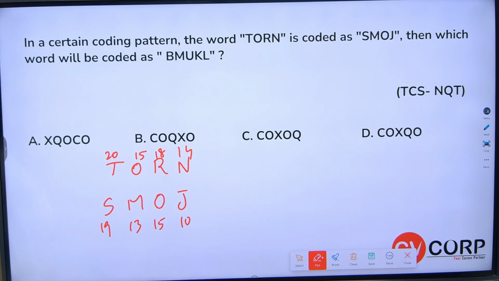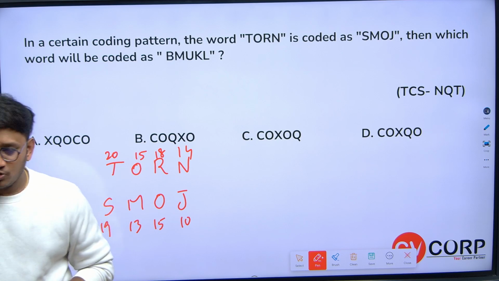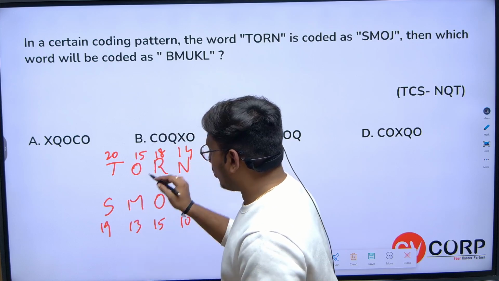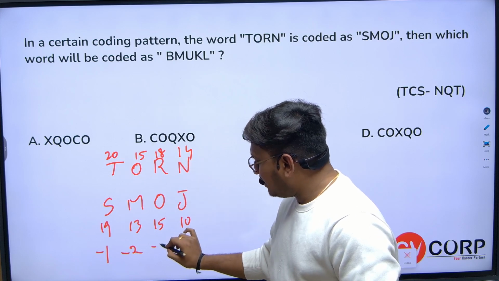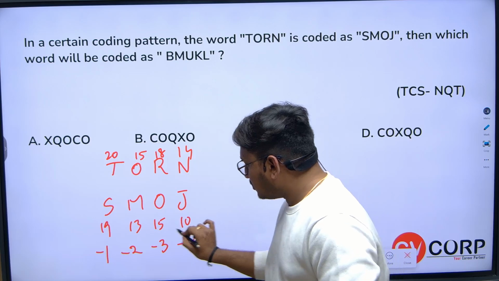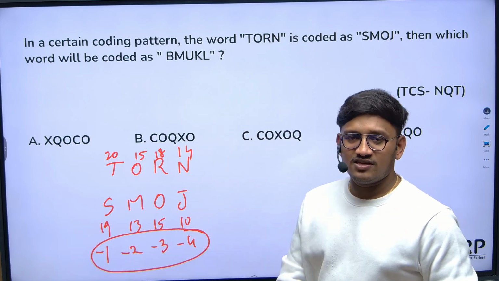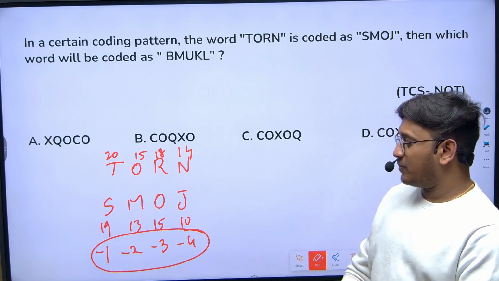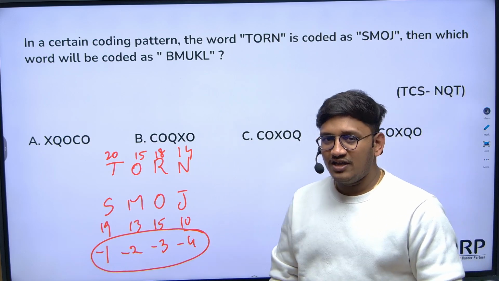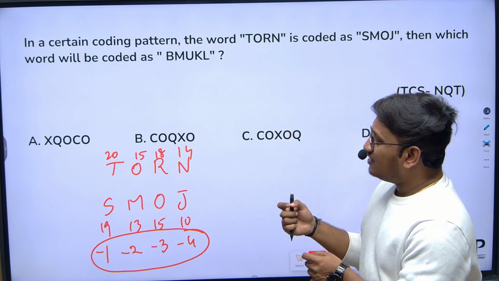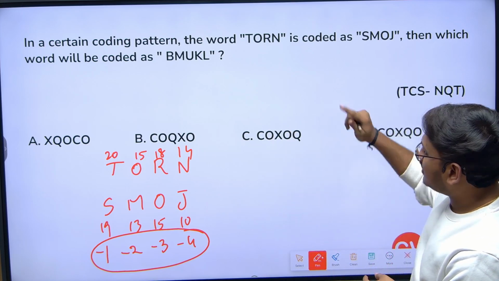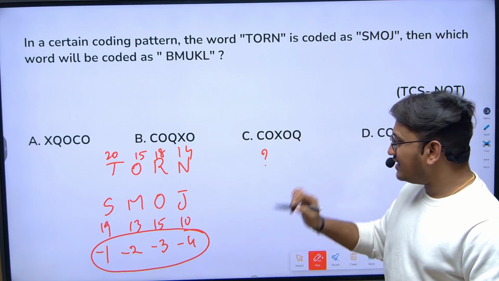Yeah, exactly. Ahlad posted the logic also. -1, -2, -3. Yeah, exactly. So here the logic is 20 minus 1, 15 minus 2, 18 minus 3, 14 minus 4. The logic here is -1, -2, -3 and -4. Some students might be thinking if you apply the same logic you might not get that answer, because there is a small confusion in the question. Here they are asking us to find the original word. They have already given the coded word.